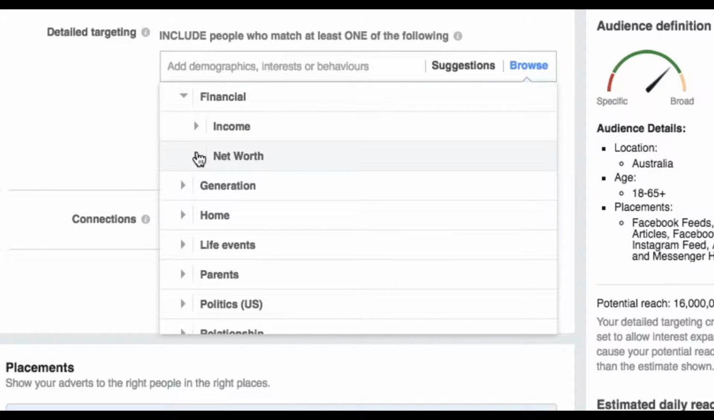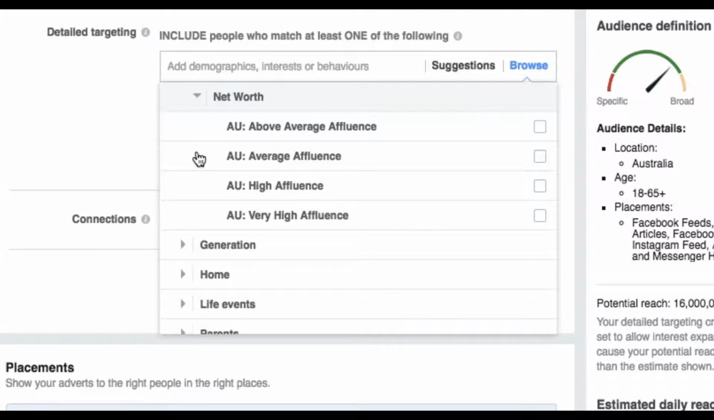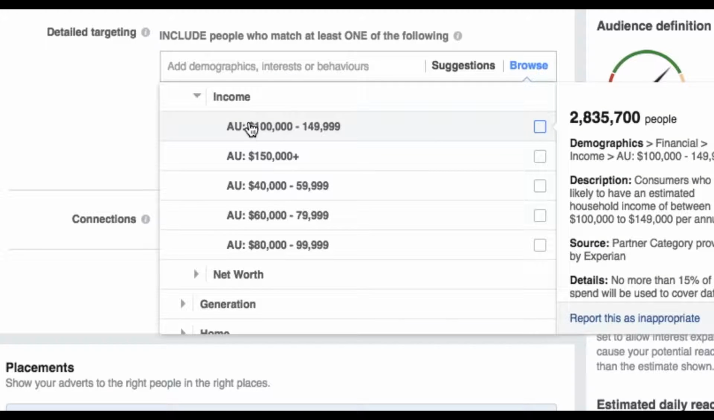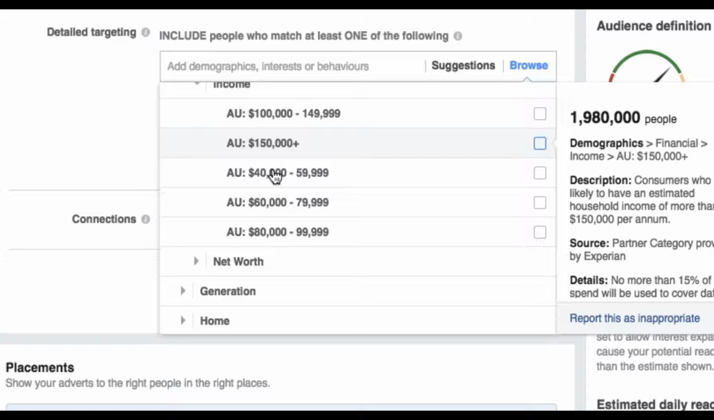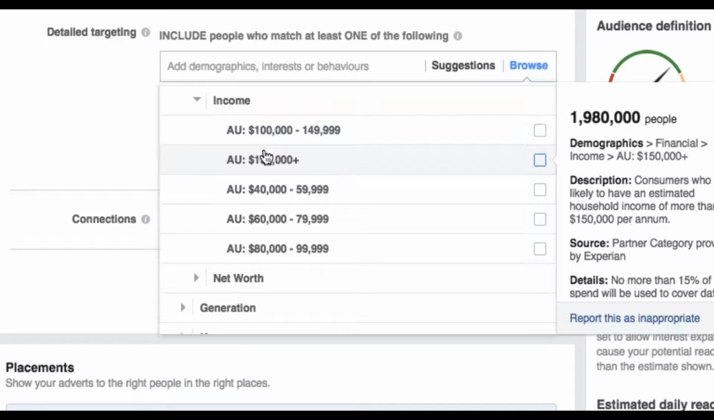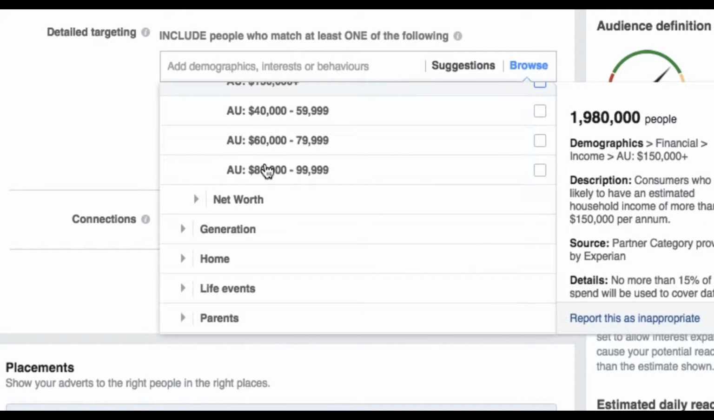The financial ones are a little bit iffy in Australia. In the US, they're a little bit better, but in terms of these, you can target based on people's estimated income. Now, keep in mind, Facebook doesn't actually know how much you earn. They really have no idea. What this data comes from is the kinds of places that you engage with, and then they guess. So it's not 100% accurate, but it's close. If you've got a really high-end product, sometimes it is worth testing whether a higher income bracket does give you a better conversion rate.